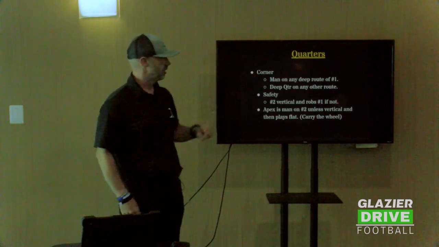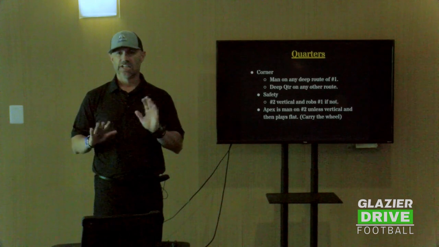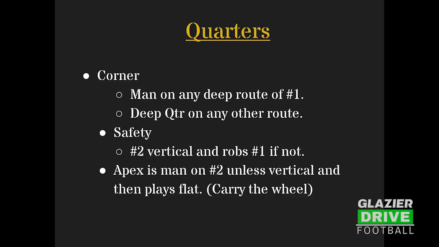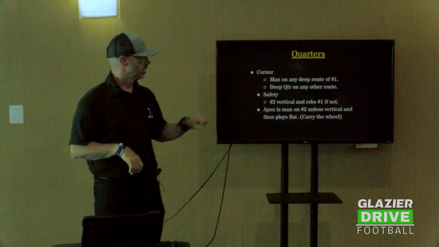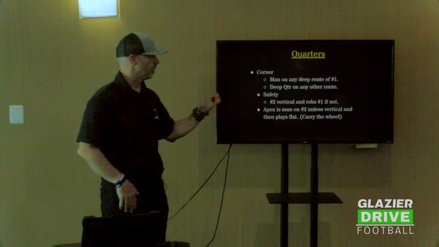Anything deeper than 5, the corner is number one. Any other route, slant, hitch, anything like that, the corner is going to sit and rally to tackle. The safety has number 2 on vertical and robs number 1 if not. So he's got the inside quarter. If number 2 goes vertical, he's going to take him, even if it's a corner route.